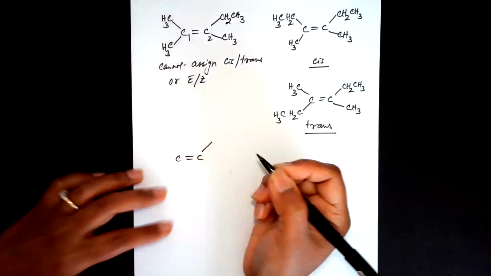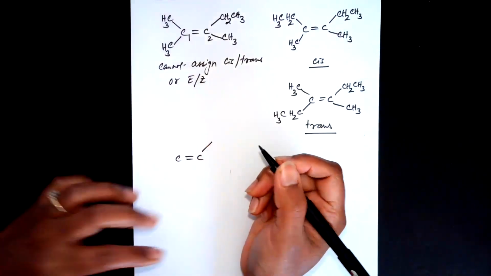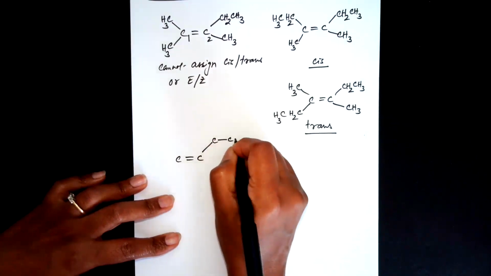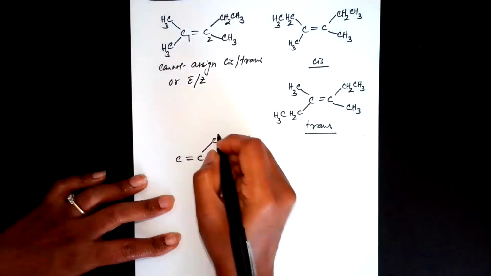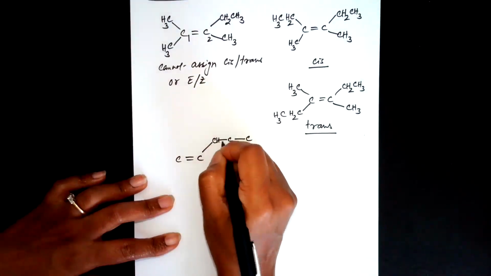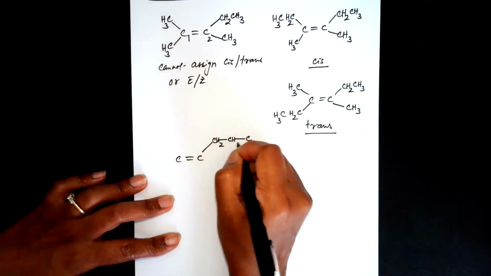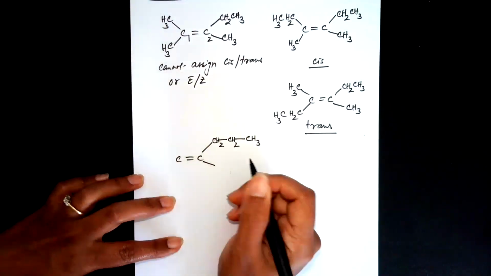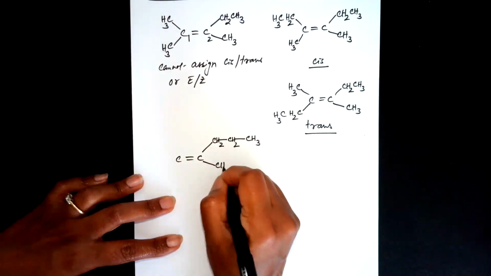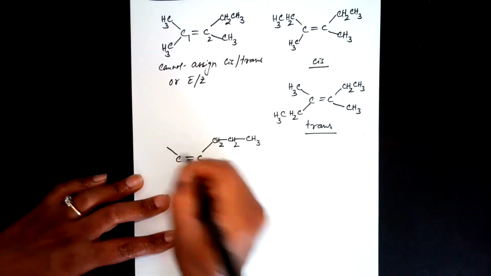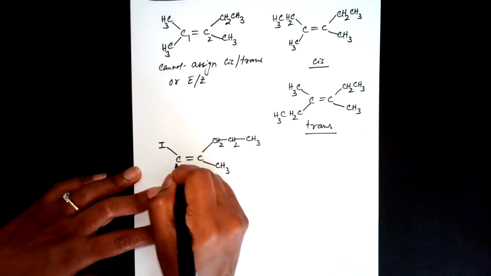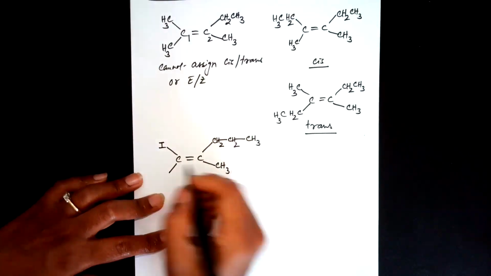On one, I'll just come up with something. Maybe we can do a C attached to two other C's and fill out the rest with hydrogens. So 2 hydrogens here, 2 hydrogens here, 3 hydrogens here. On here, we could do a CH3. On the other side, I could do an iodine versus a chlorine.